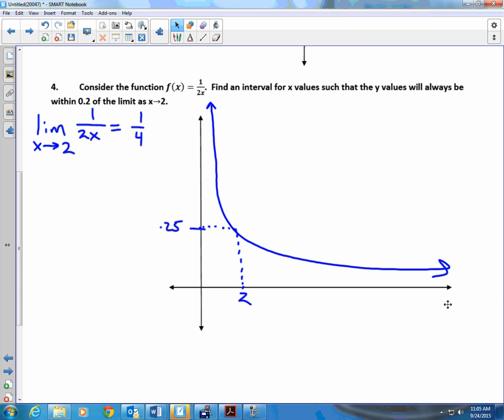Here's what it's saying. We want an interval of x values such that when we plug them in, all the outputs are within 0.2 of the limit. So if I want to be within 0.2 of the limit, what height would I be at right there? 0.45. And how low would I be? Right there. 0.05. Everybody clear with how I came up with those values? Okay. So I have those values.